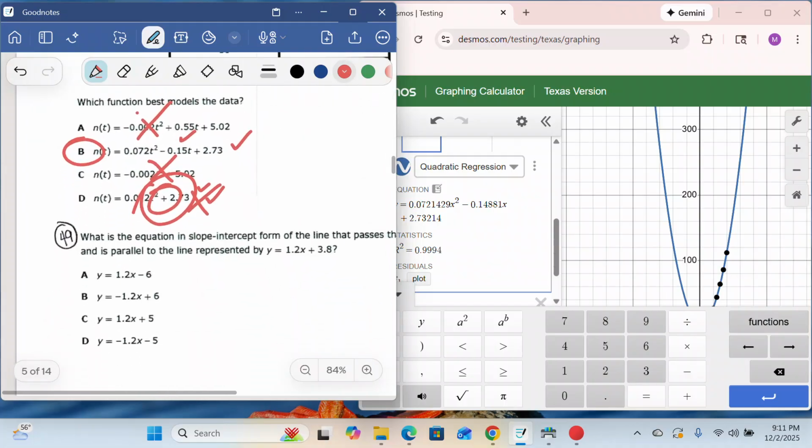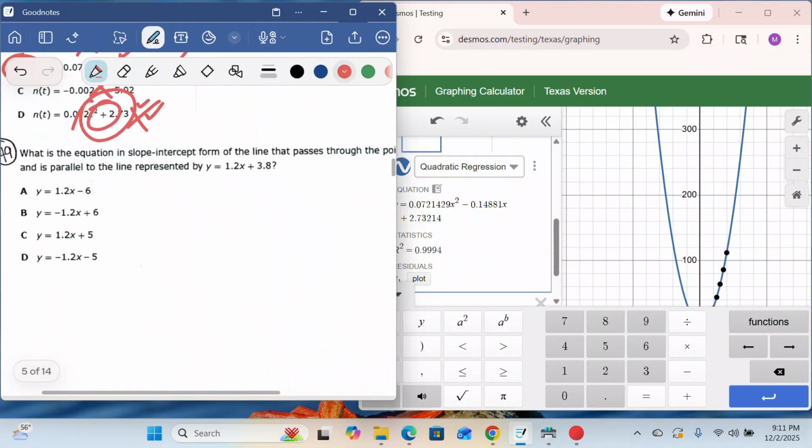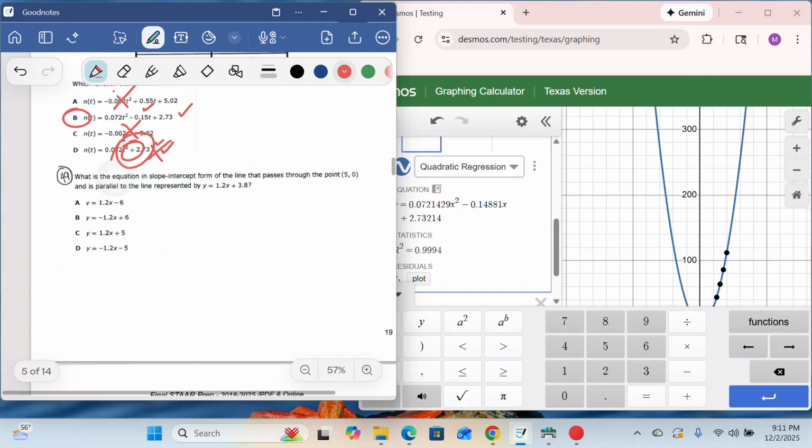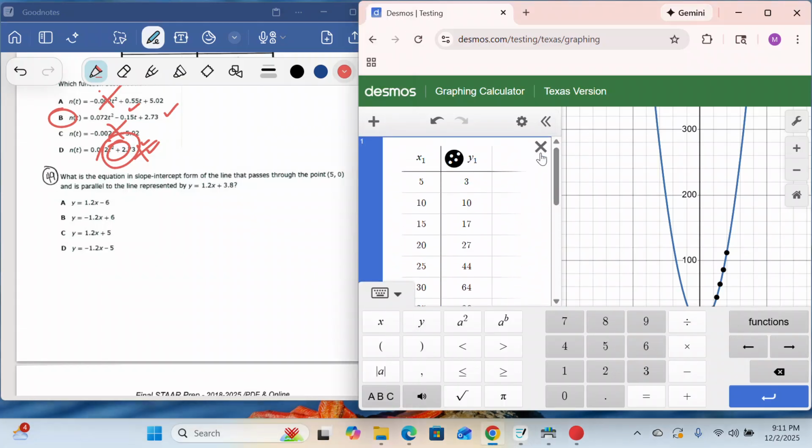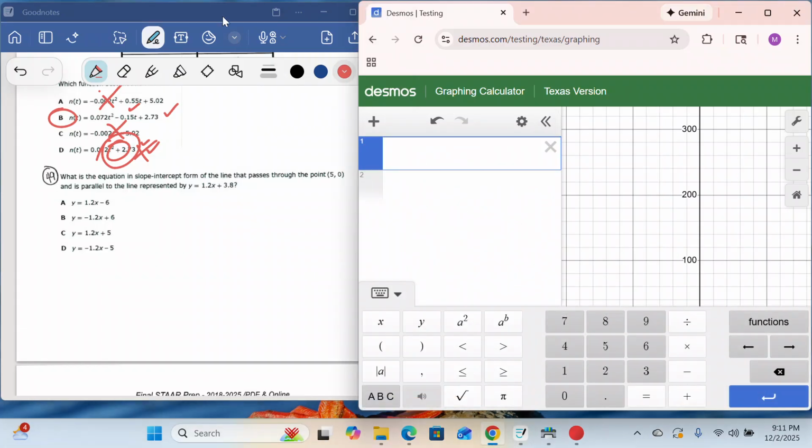So let's go on to our next one. Okay, this one's a good one, an interesting one, a lot of Desmos action. What is the equation in slope-intercept form of the line that passes through the point 5, 0 and is parallel to the line representing that one? So let me go ahead and clear up Desmos because this one is going to really take some work.